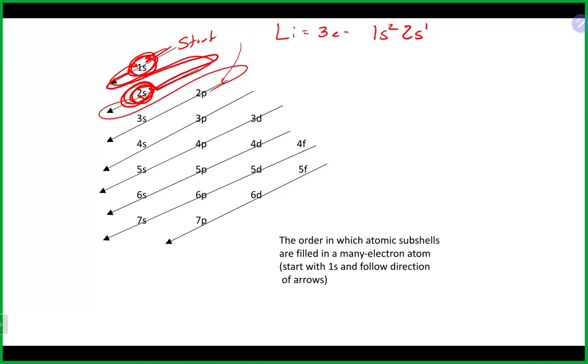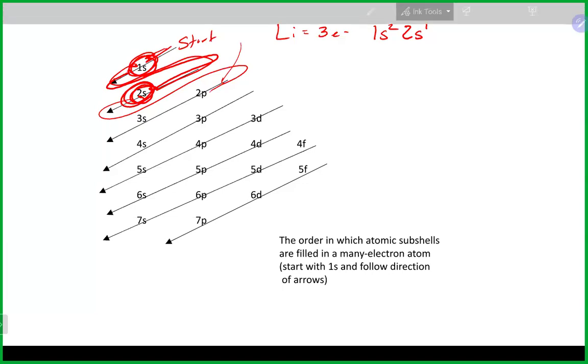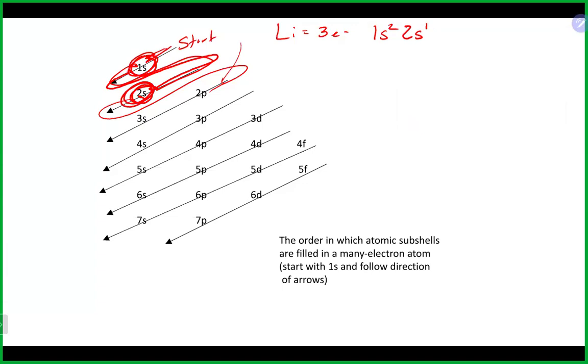Other questions? At this point, how many electrons do I have on the first energy level? I have 2 electrons on the first energy level, right? On the second energy level, I have 1 electron, right? So that third electron is higher in energy than those other 2. It's further away from the nucleus than the ones in the 1s.